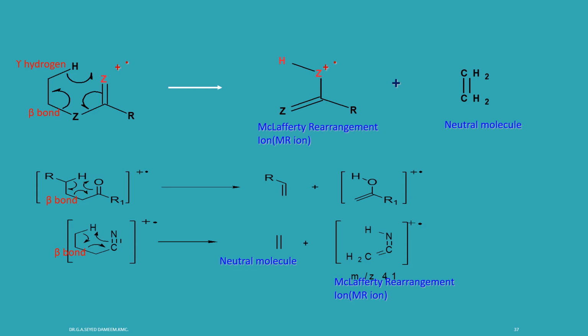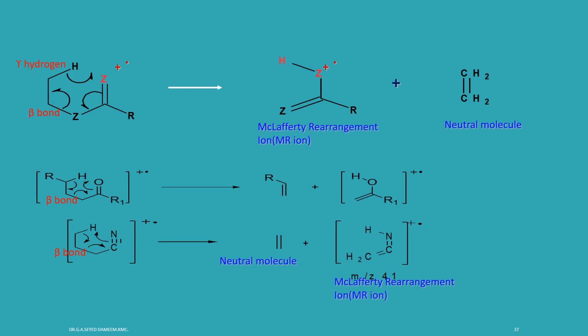And in the second case, the symbol R and R1: if R1 is equal to H, then the compound is an aldehyde, and if R1 is an alkyl group, then it is a ketone. In this compound, the beta bond is also indicated. During this McLafferty rearrangement, a neutral molecule, that is R CH double bond CH2, is lost, and another ion is formed. That ion is the Mr ion.